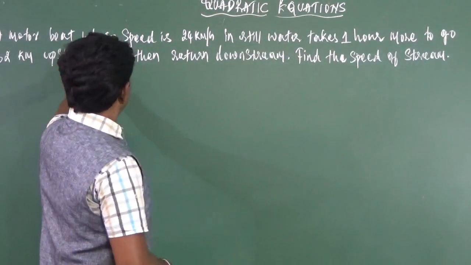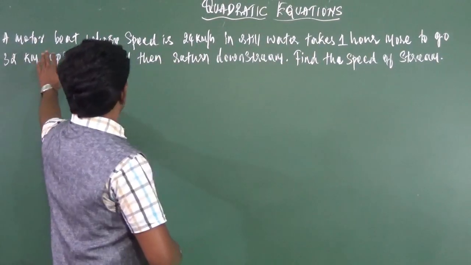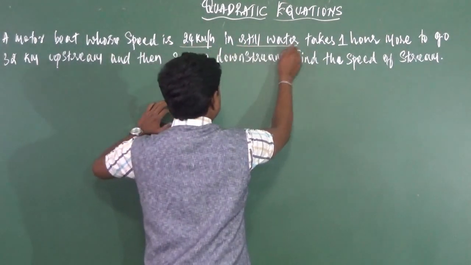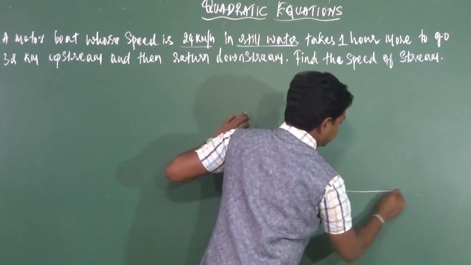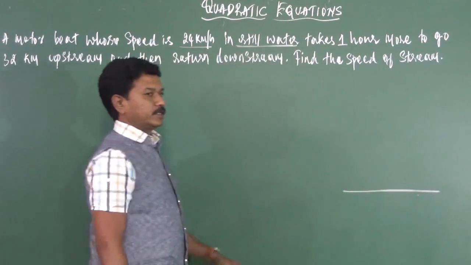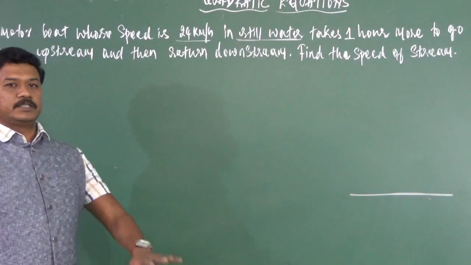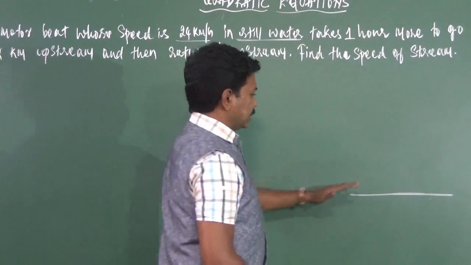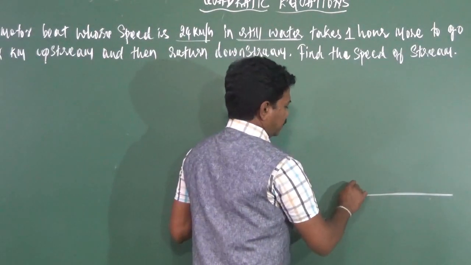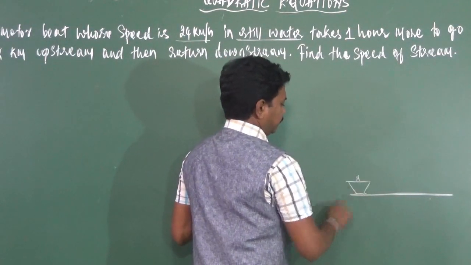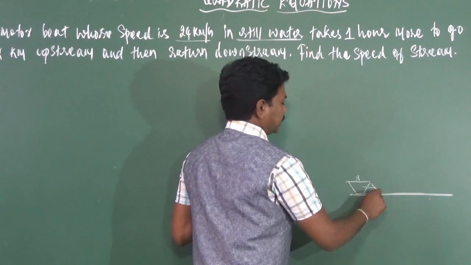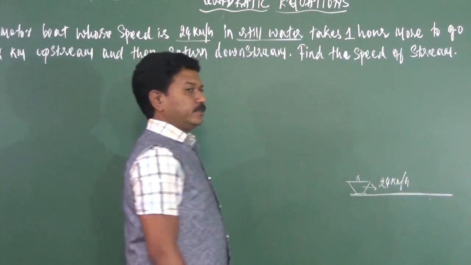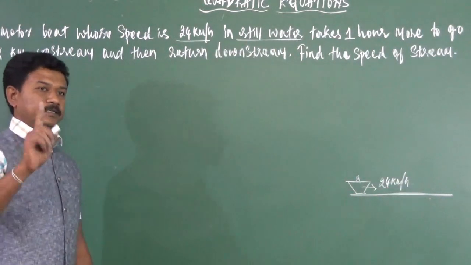Here, a motor boat whose speed is 24 km per hour, that is in still water. If the water is not flowing, it is still water, just like a pond. The water in a pond doesn't flow, right? In that type of pond, if the boat is left to travel, its speed is 24 km per hour. The speed of the boat is 24 km per hour in still water, right?